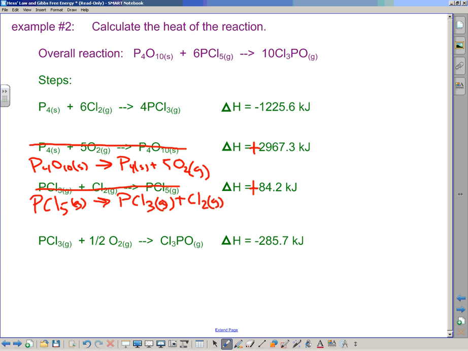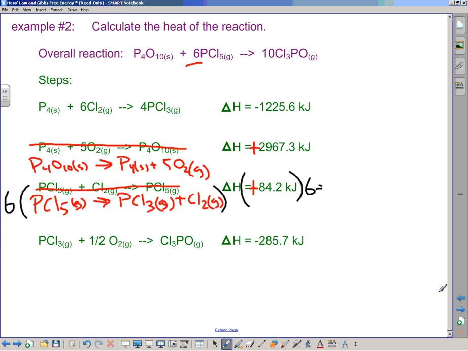P4O10 has a coefficient of 1. In the second step, also has a coefficient of 1. That's good. PCl5 in the overall reaction has a coefficient of 6 right here. So we need to go ahead and take the third half reaction and multiply the entire half reaction by 6. Which means we also need to do what to the delta H? Multiply it by 6.